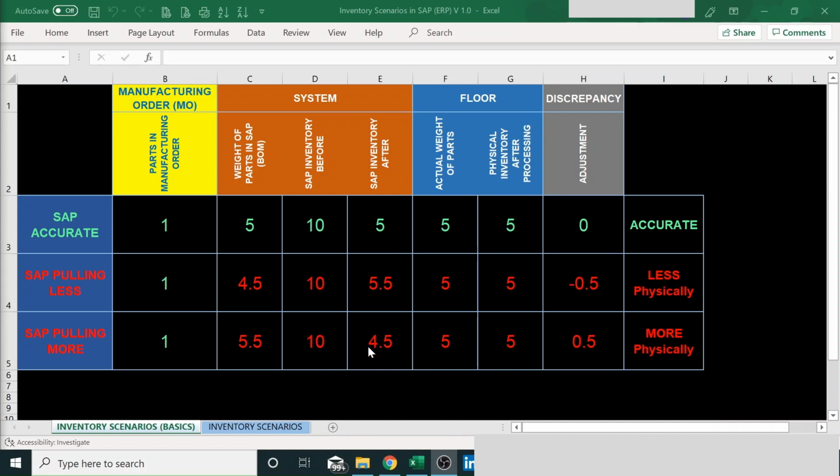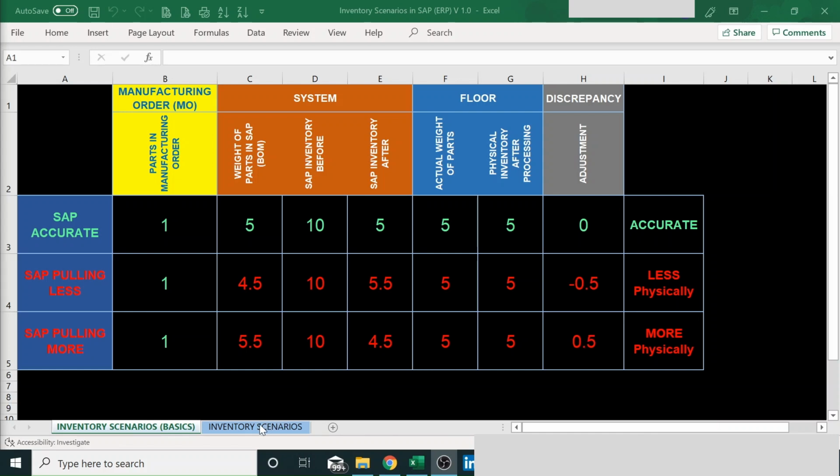This number that the system says we have in inventory has to be brought up to 5. So we have to adjust it positively because we have more physically than what the system says we have. So that's the adjustment.